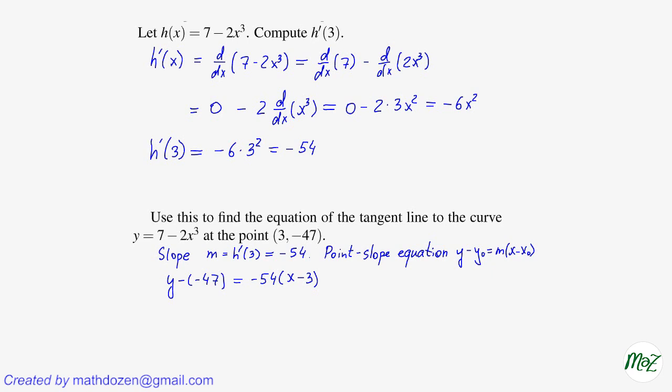Now we can simplify this and get y plus 47 is equal to negative 54x plus 162. And then we can solve for y and get that y is equal to negative 54x plus 115. That seems to be the answer.